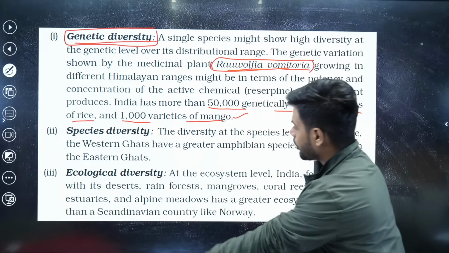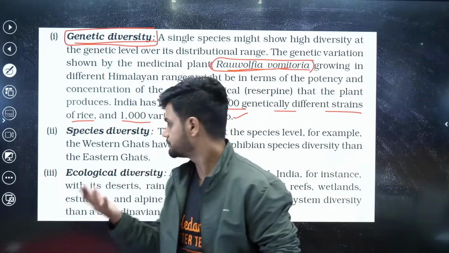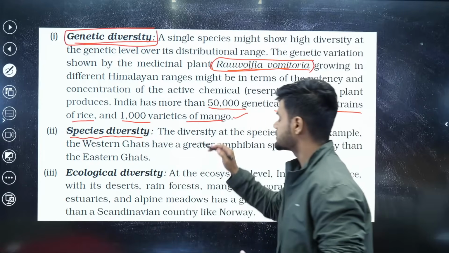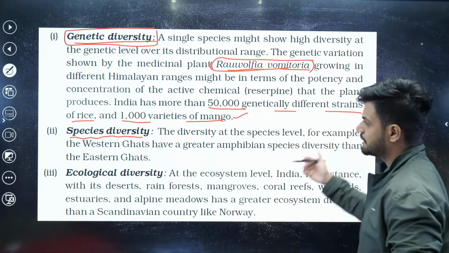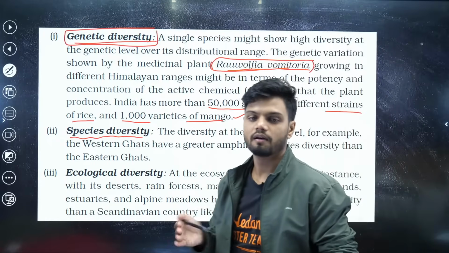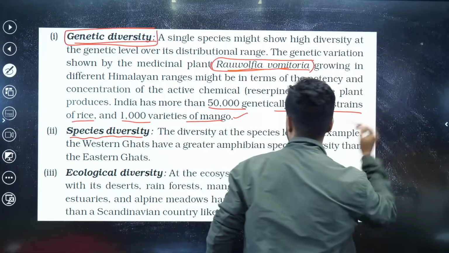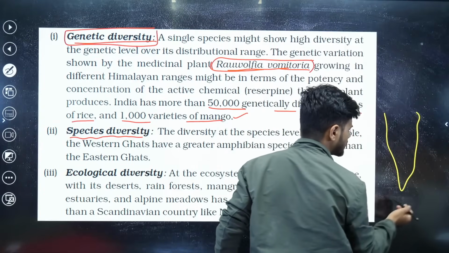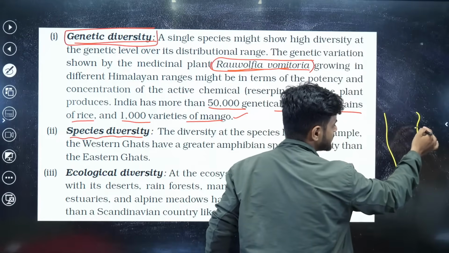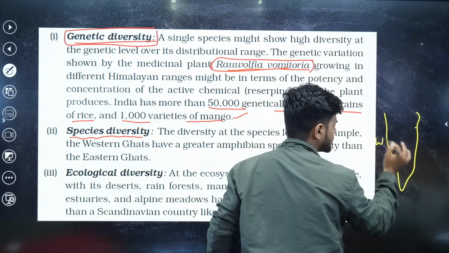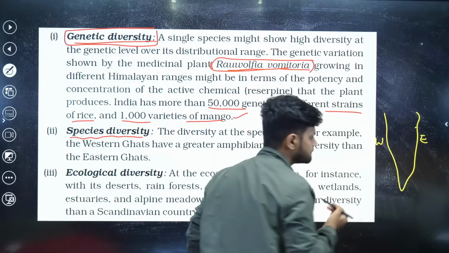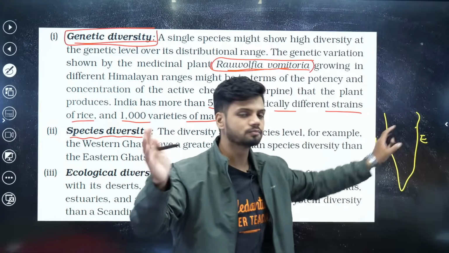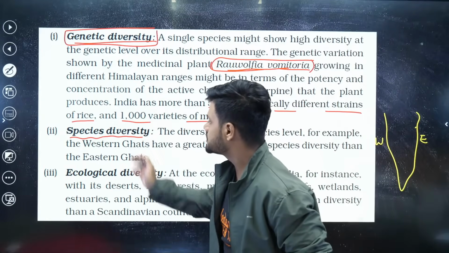Clear? Or some of you are saying option B. Option B is species diversity. That is diversity at the species level, for example, Western Ghats and Eastern Ghats. This is the India map, South India, right? This is Kerala, Tamil Nadu, this side is Karnataka. This is your Western Ghats, this is your Eastern Ghats. On the Western Ghats side, we have more amphibians compared to the Eastern Ghats. That is your species diversity.